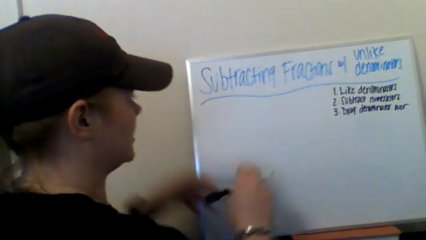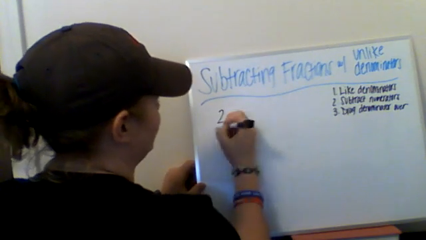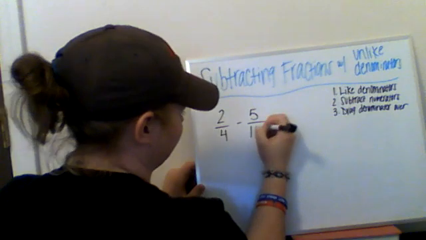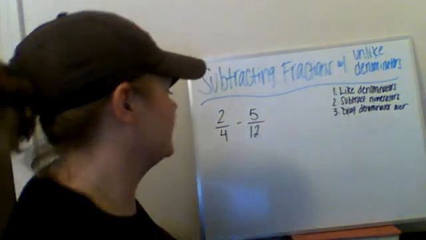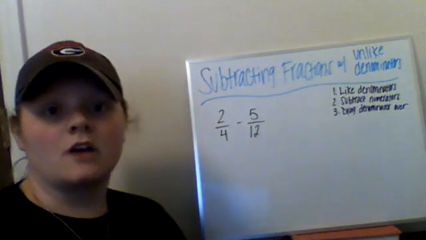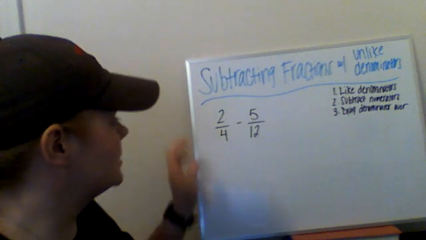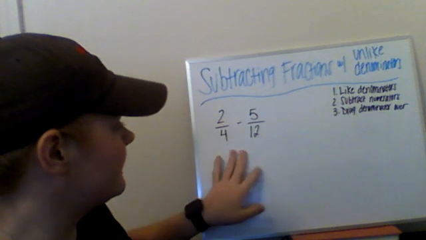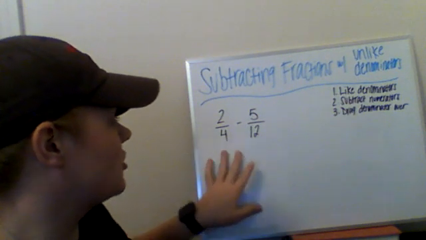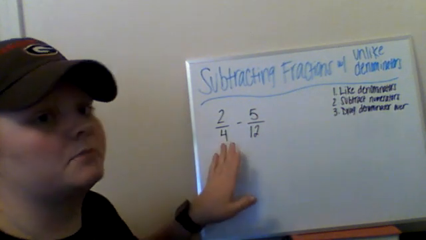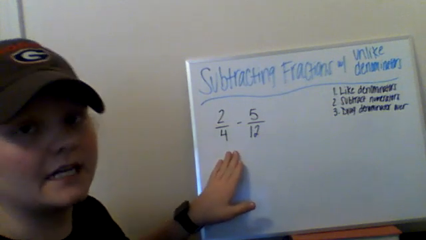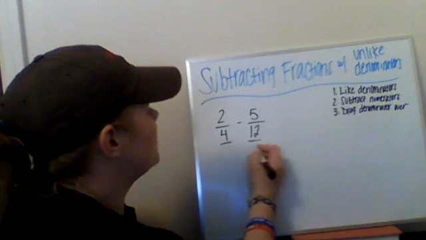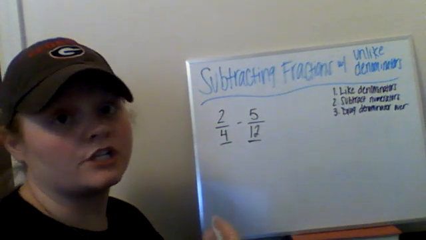If I were to give you the example 2/4, and I want you to subtract 5/12, your first step is to make like denominators. When you look at these fractions, the light bulb that should be going off in your head is my denominators are unlike. So that means I cannot subtract these fractions yet because I need to make like denominators. I need to make 4 and 12 look like denominators with a certain denominator.